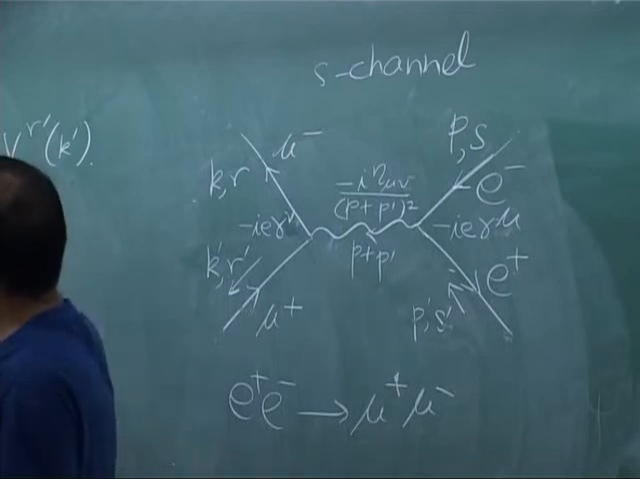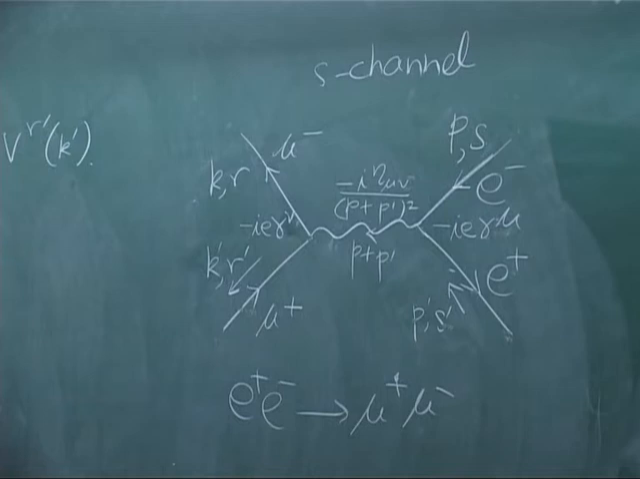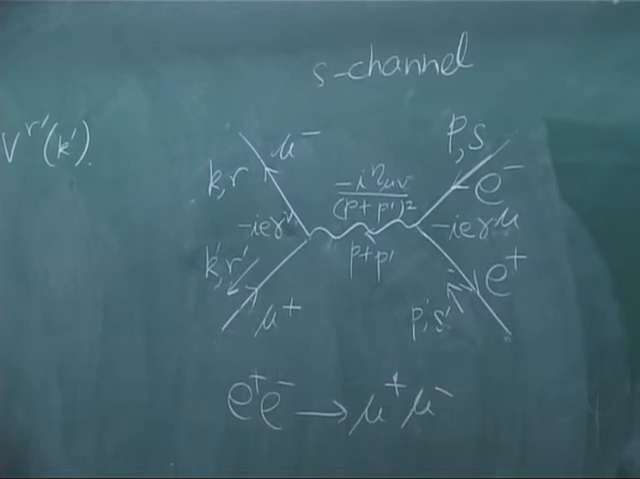Seeing this, you can immediately guess that, oh, this means the charge flow is such that an electron and positron incoming are both connected. You can read off backwards from this to that diagram. Okay. Good.